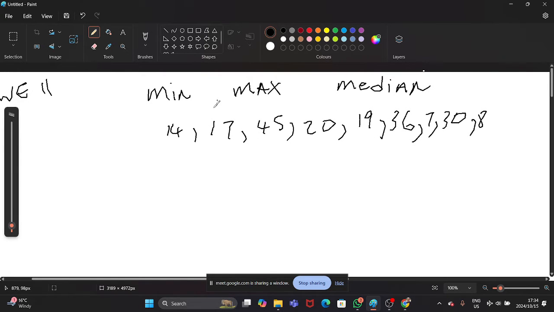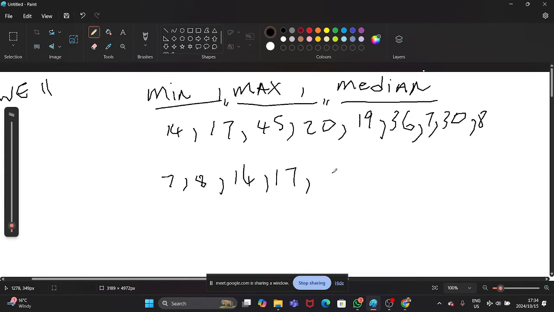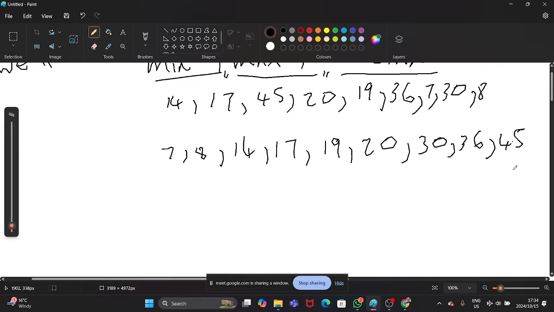Okay, so first, before we do anything, let's order the data from lowest to highest. So we'll have 7, 8, 14, 17, 19, 20, 30, 36, and 45.